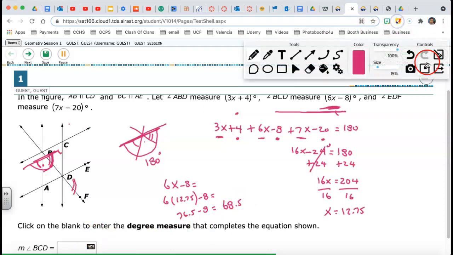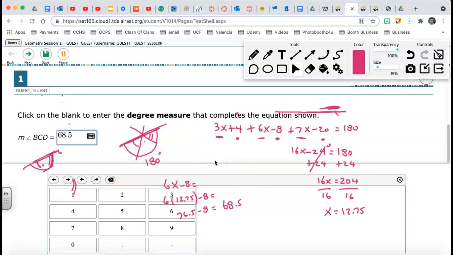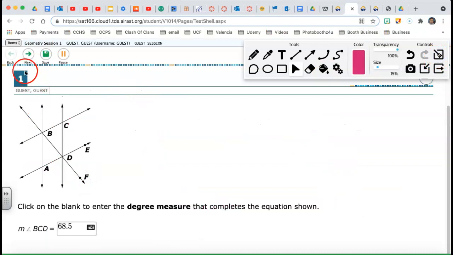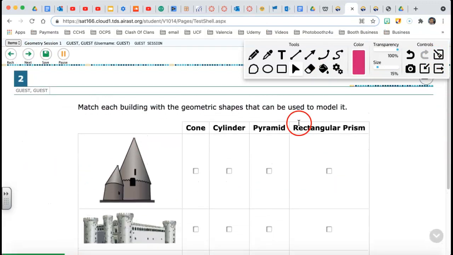So I'm going to key in here 68.5. Let's get rid of this. And I'm going to put here 68. Nope. No. Where's the eraser? 68.5. That's my answer. Okay, I have my answer. Let's go to the next one. All right, let's erase this. First answer. Next question.